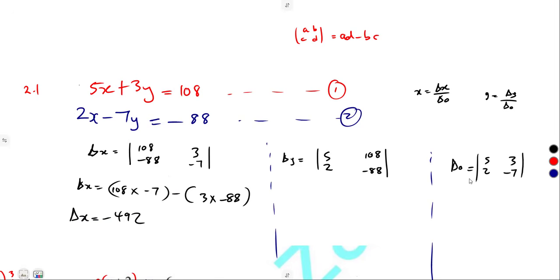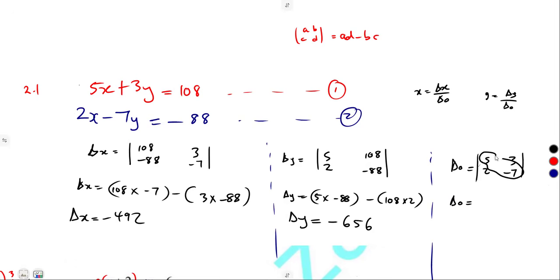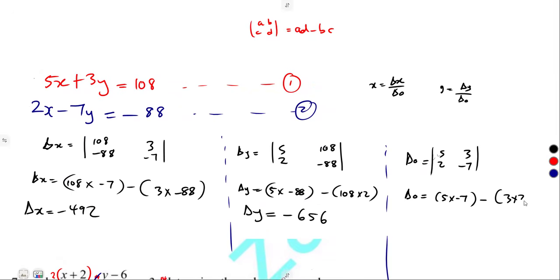Then delta y, we do the same thing. Considering AD minus BC, our delta y is going to be 5 and negative 88, minus 108 and 2, 108 times 2. So that was going to give us our delta y in this case, which is negative 656. Then we do the same thing for the constants. 5 and negative 7, 5 times negative 7. 3 and 2. So that's minus 3 times 2, like this. So our delta naught is going to give us negative 41.